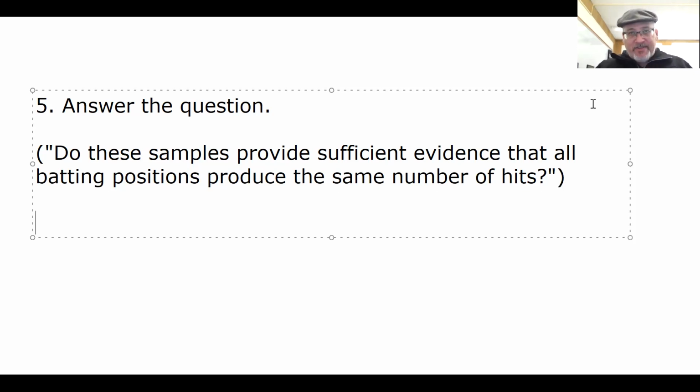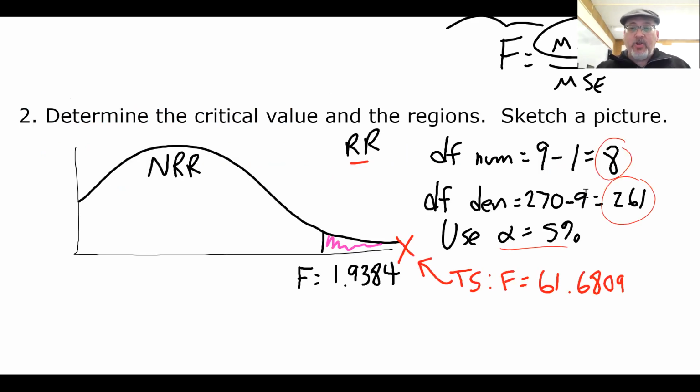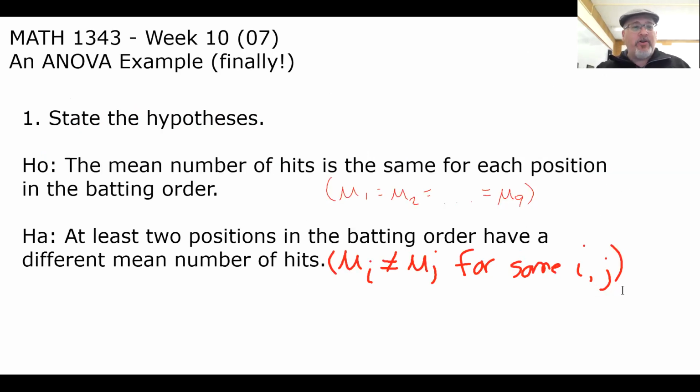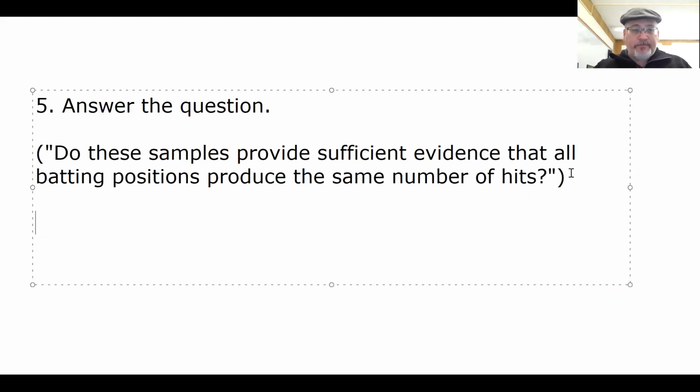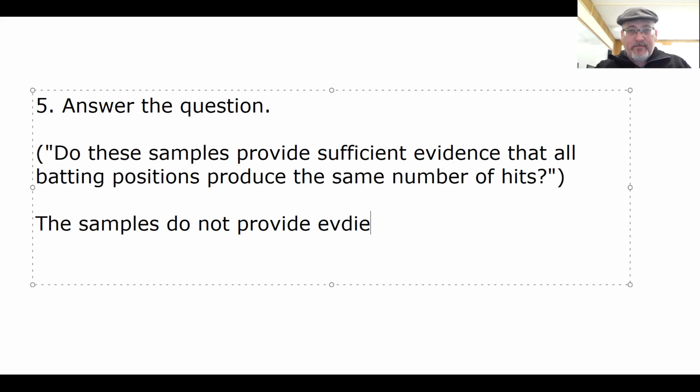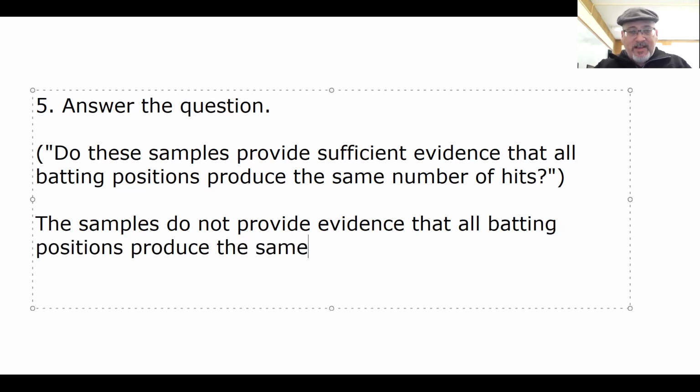So we reject the null hypothesis, so we accept the alternative in this place. And recall that the alternative hypothesis was at least two positions in the batting order have a different mean number of hits. So the answer to our question is, the samples do not provide evidence that all batting positions produce the same number of hits.